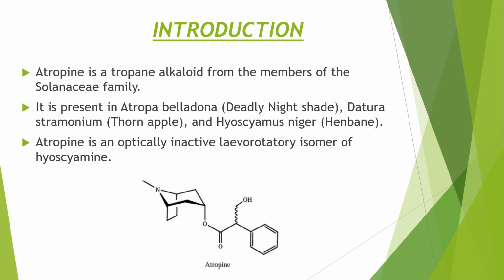Introduction. Atropine is a tropane alkaloid from the members of Solanaceae family. It is present in Atropa belladonna, Datura stramonium and Hyoscyamus niger. Atropine is an optically inactive racemic isomer of hyoscyamine, and this is the structure of atropine.